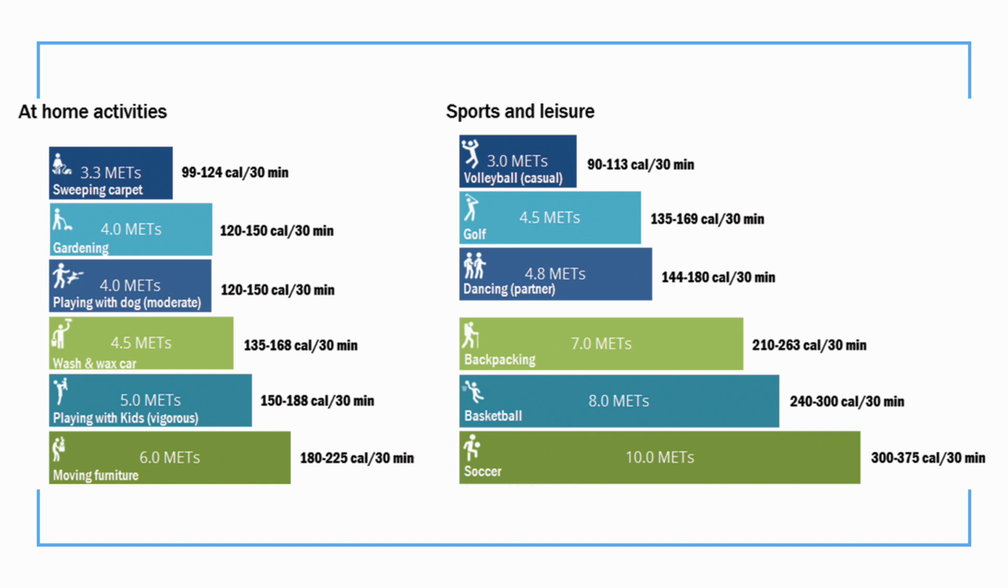So some important considerations: MET values are estimates and can vary based on a variety of different factors. That can be body composition, physical fitness, cardiovascular health, environmental factors like temperature and altitude, things like that. This is just a little diagram of at-home activities versus sports and leisure, showing how many METs are expended doing each of those things.